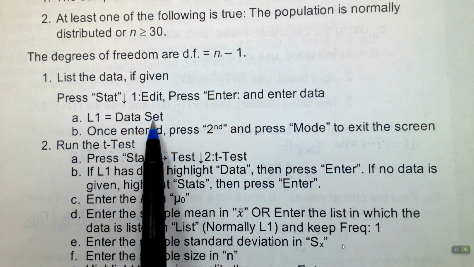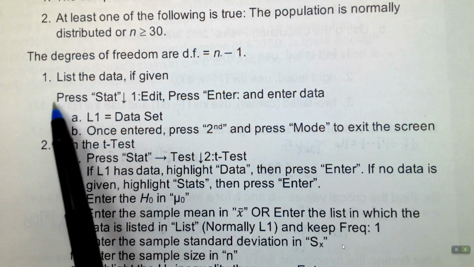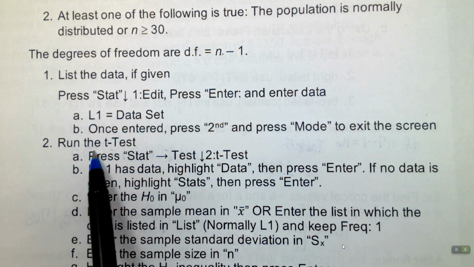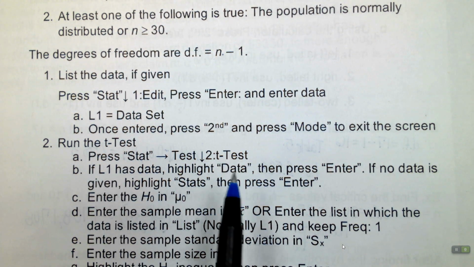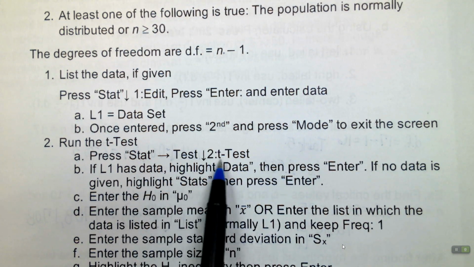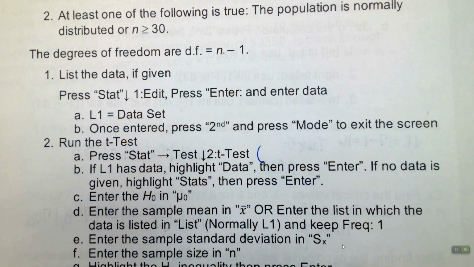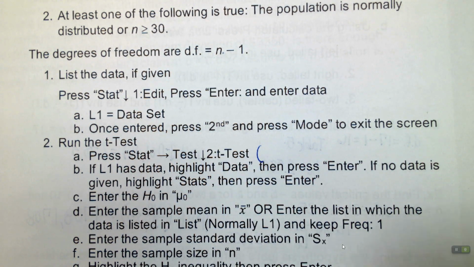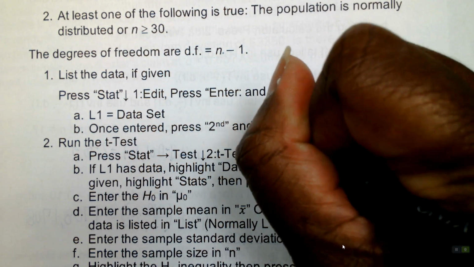Alright, so stat, edit, and enter your data in if you have an L1. If you don't, you just skip over number 1. And then we go to number 2. Run the t-test. Stat, test, t-test. And I like to put why we're running the t-test right beside this in your notes, so that way when you go back, you'll know why we're doing what we're doing.